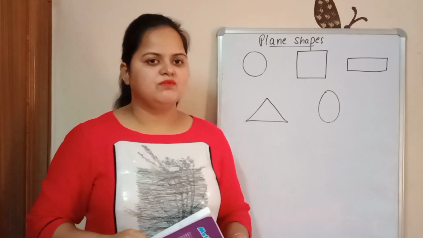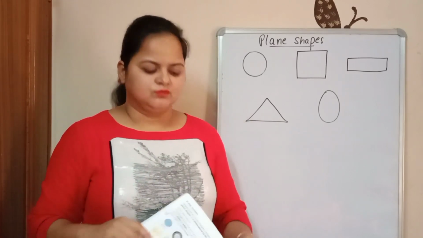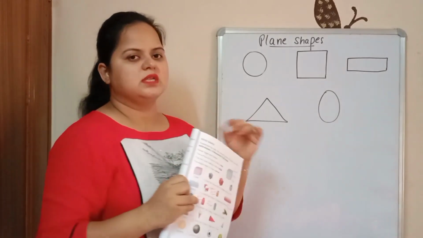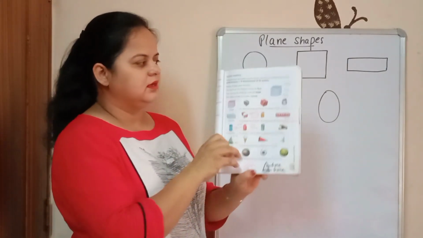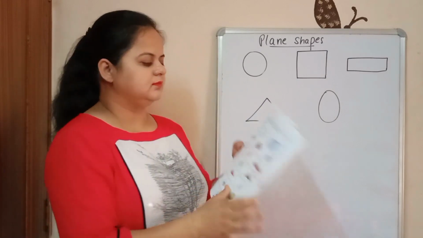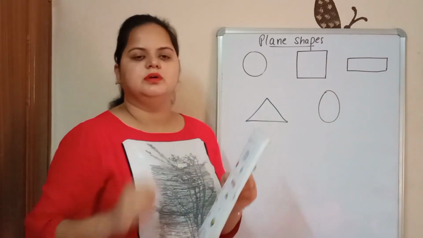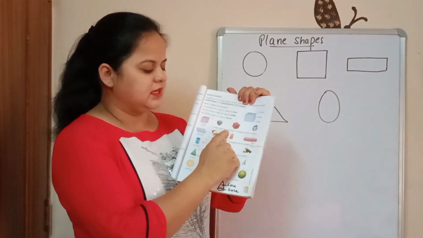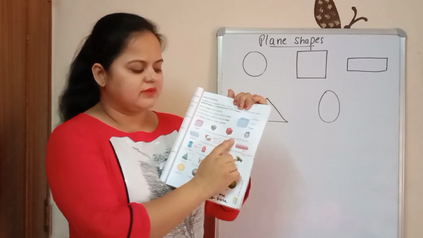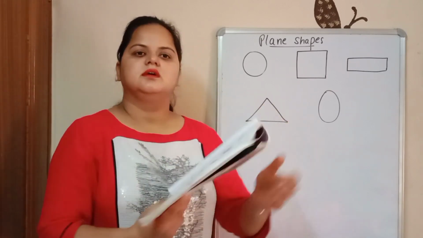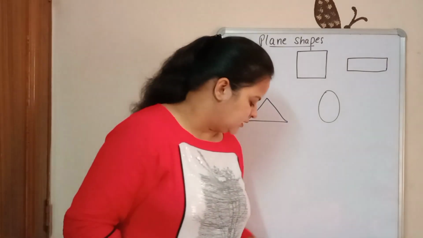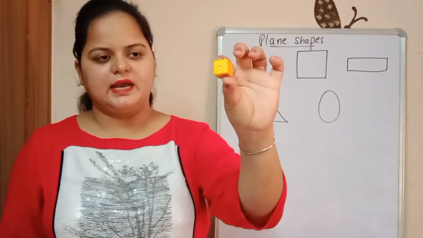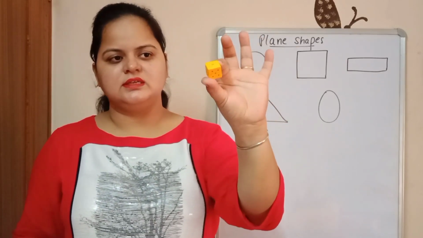Yes. Now we will talk about solid shapes. So here you can see on page number 47, here are solid shapes. First is cube. A cube has 6 equal faces, 12 edges and 8 corners. Okay. So here you can see a cube in my hand. A dice you can see. This is cube in shape. Yes. It is like a cube.